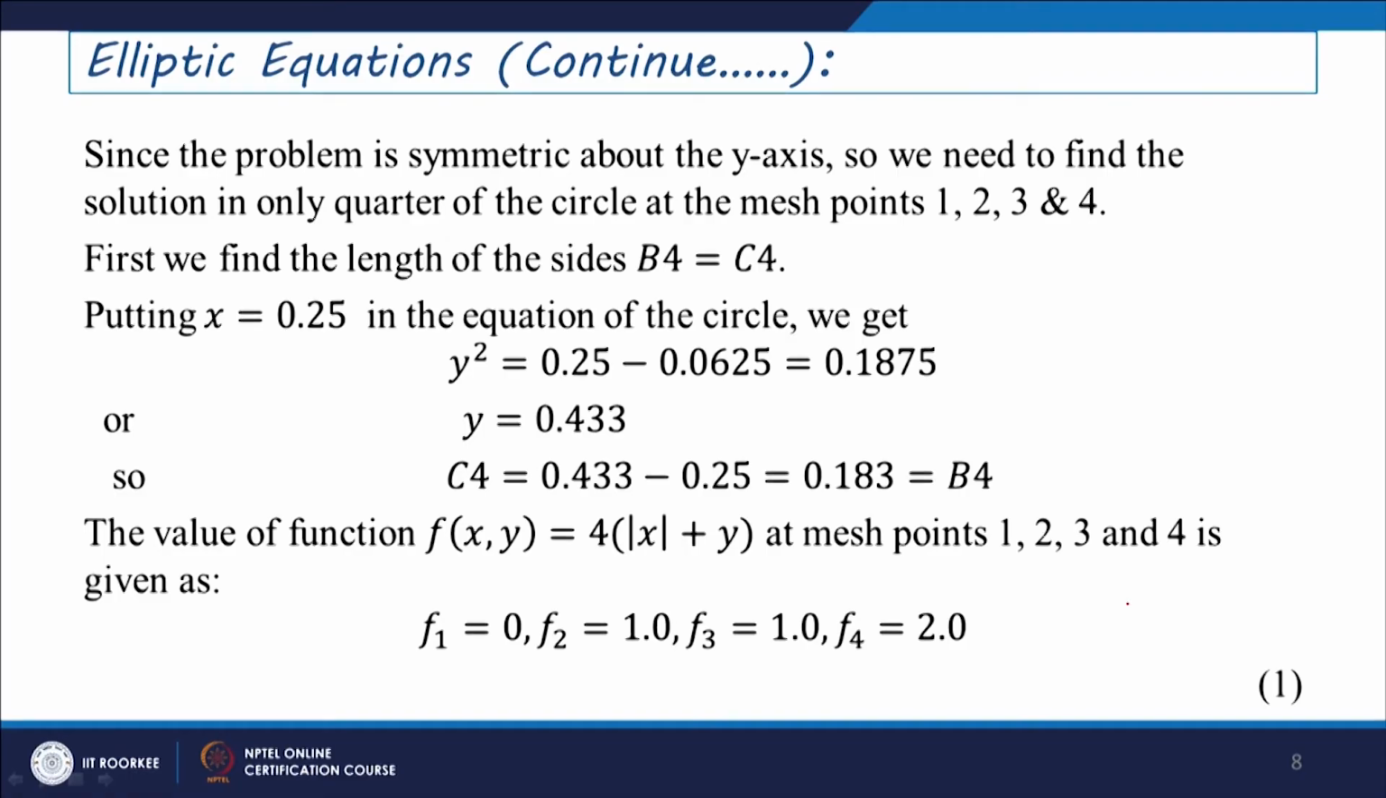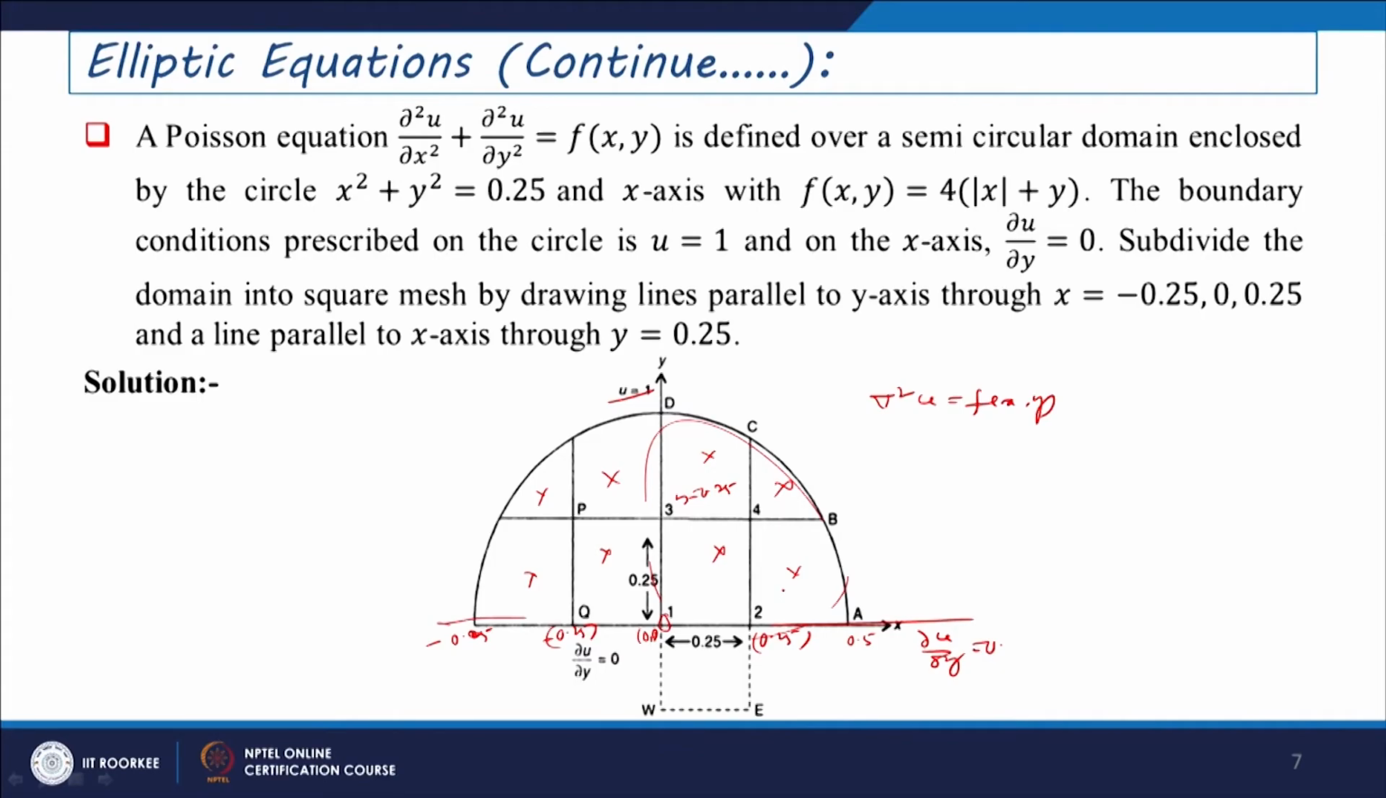If you see here, that is at 1, 2, 3, 4. So, this point, this point, this point and this point here. Since this value is known, u equals 1 here, u equals 1 here, and this is your derivative boundary condition, it is given along this line here, and this point can be considered as the symmetricity. So, that is why one point can be taken from this point.